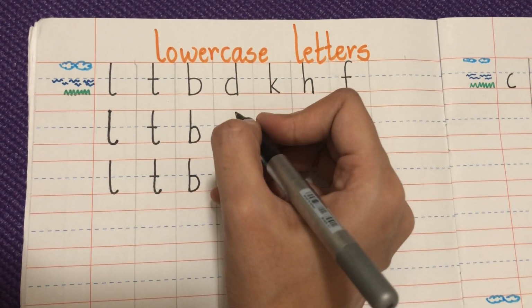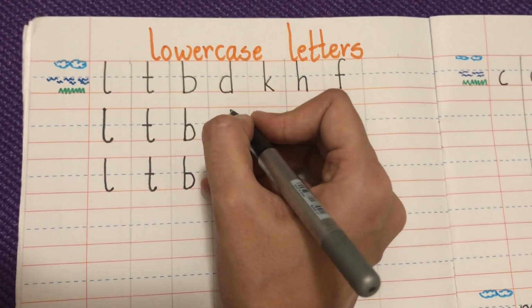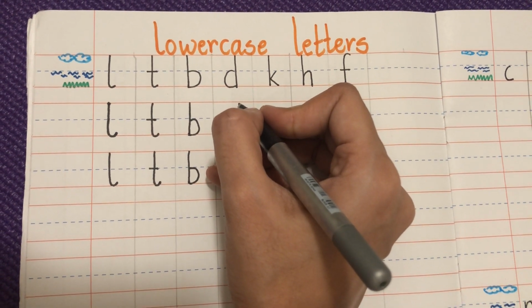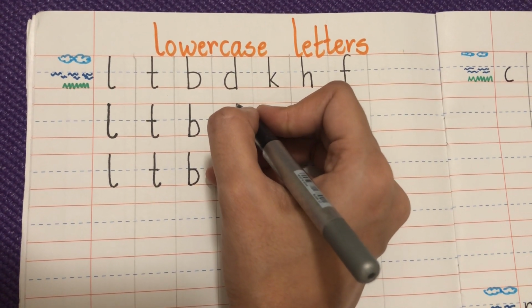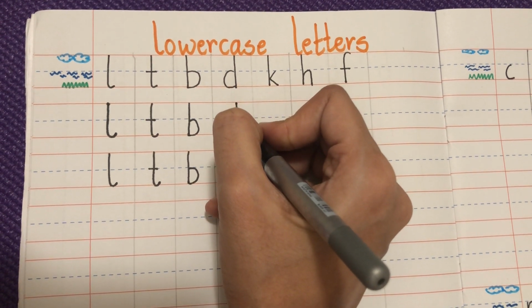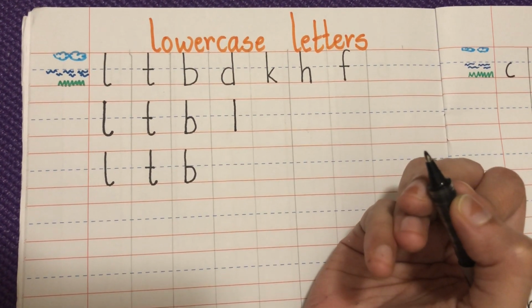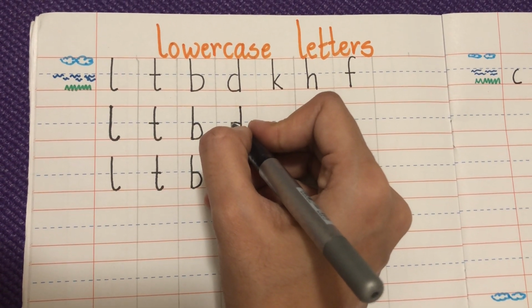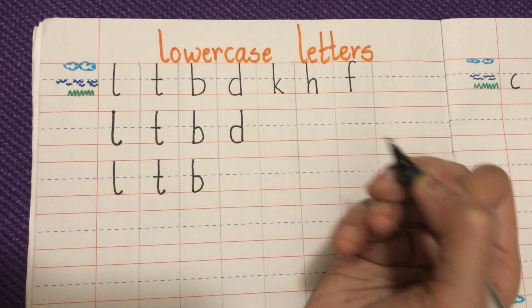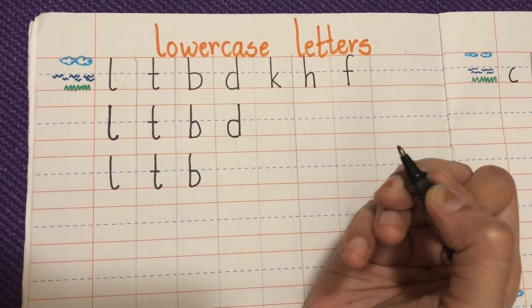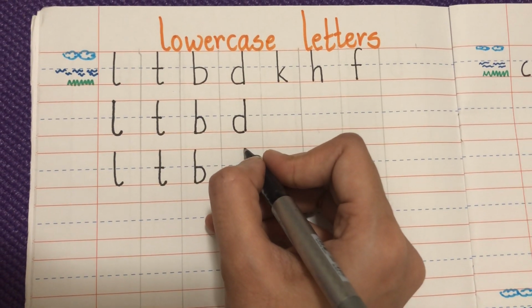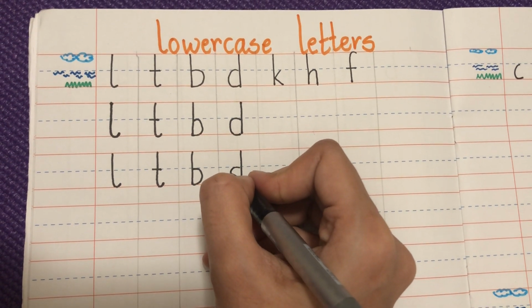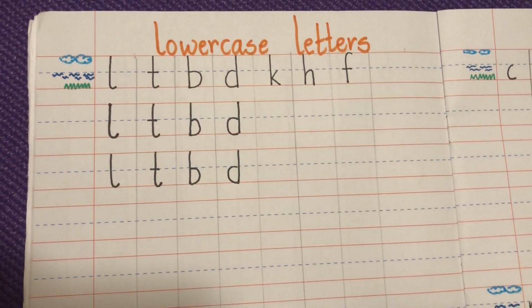Now we're going to write the next one. It's the same as B, but it's the other way around, and the sound is D. Very good everyone. You make a straight line right from the sky to the grass, and then you make a curve the other way around from the water line to the grass line. Let's try it one more time. From the water line to the grass line.